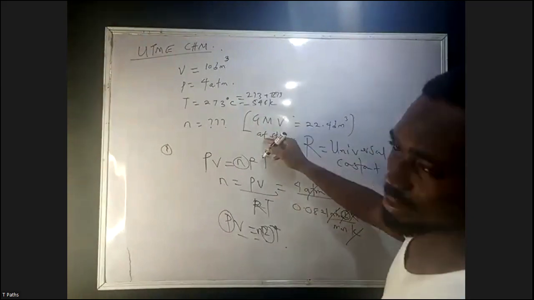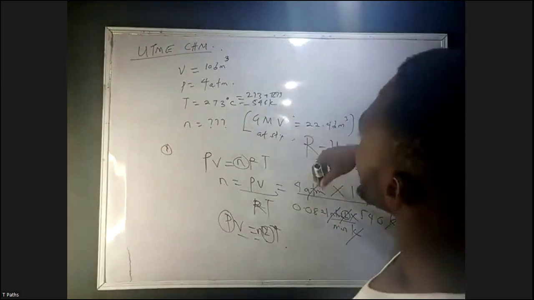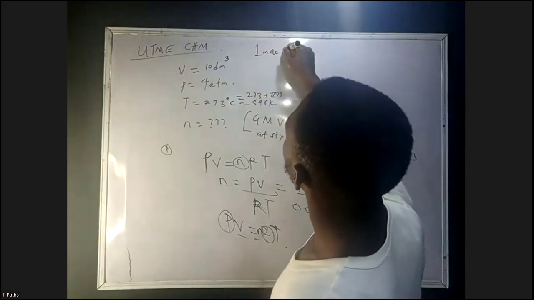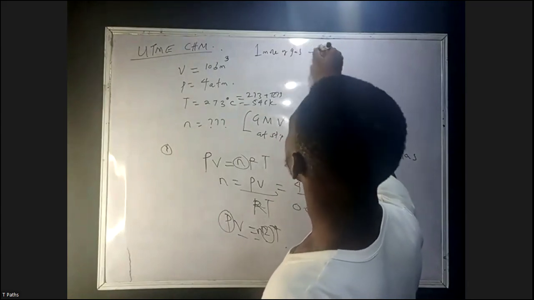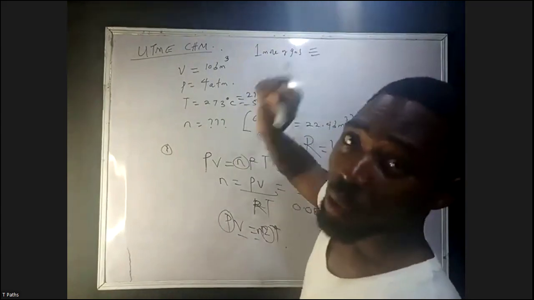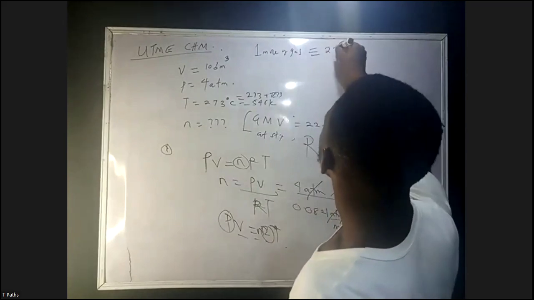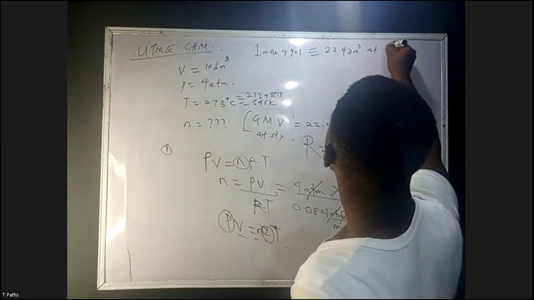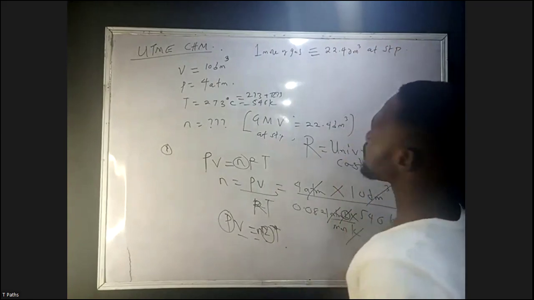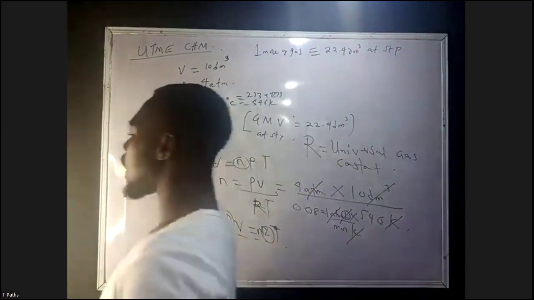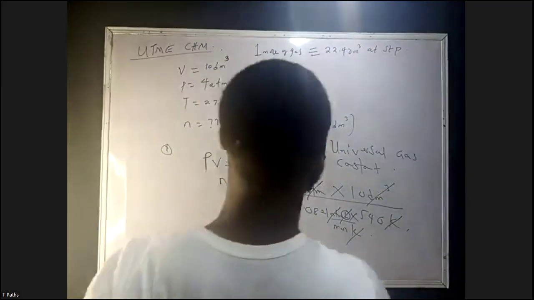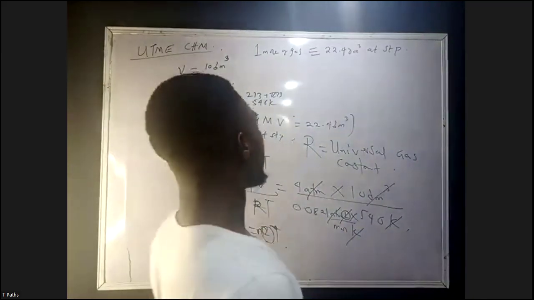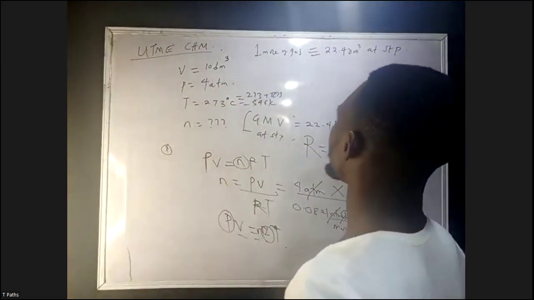This molar volume of gas, otherwise called gas molar volume, means that for every 1 mole of any gas, it is going to occupy a volume of 22.4 dm cube at STP. For every 1 mole of any gas, it is going to occupy a volume of 22.4 dm cube at what? At STP.